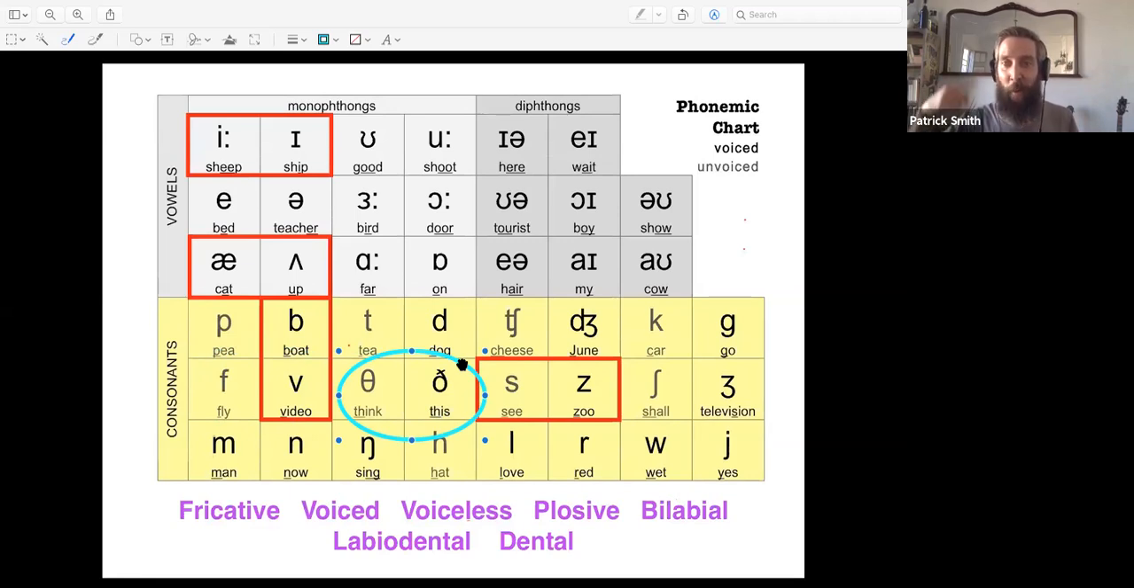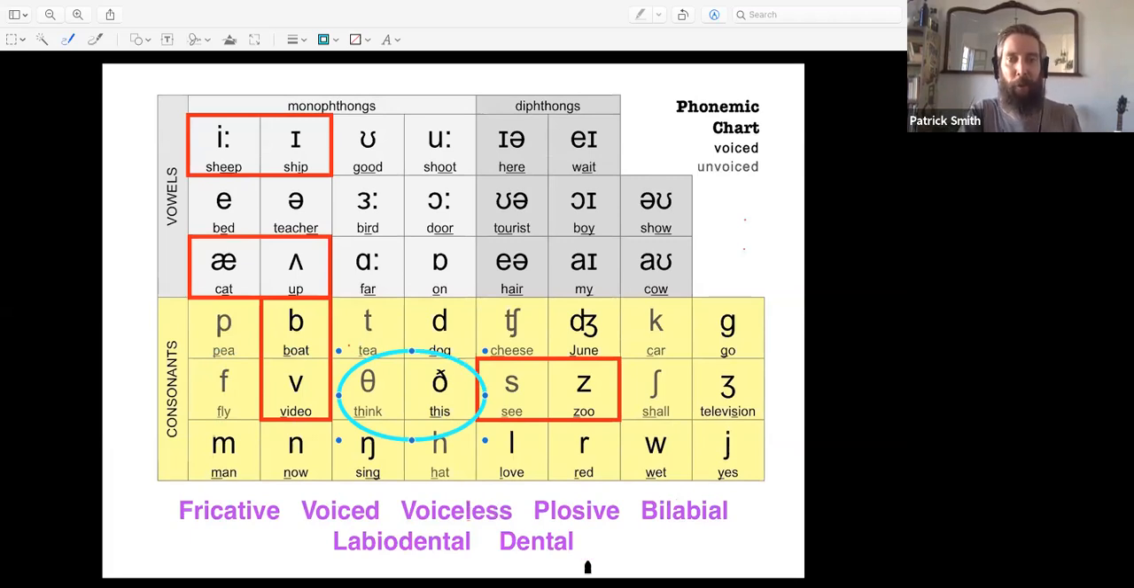Okay, so when I say the word pensar, think, there's no vibration. Think. No vibration. But when I say the word this, as in esta silla, this chair, there's vibration. So this one's voiced. We've got unvoiced and voiced, yeah?